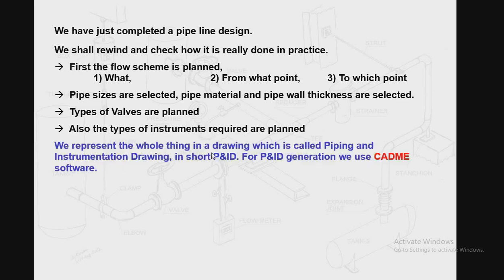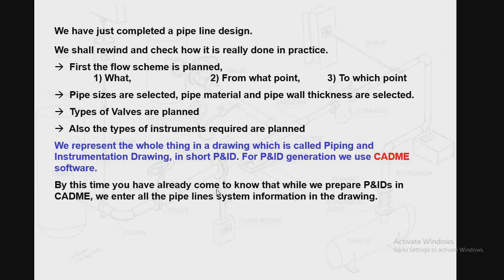We represent the whole thing in drawing, which is called piping and instrumentation drawing. In short, P and ID. This is short for P for piping, I for instrumentation, D for diagram, piping and instrumentation diagram. For P and ID generation, we use CAD software. While we prepare P and IDs in CAD, we enter all the pipeline system information in the drawing.